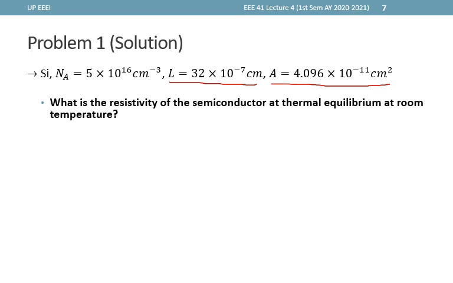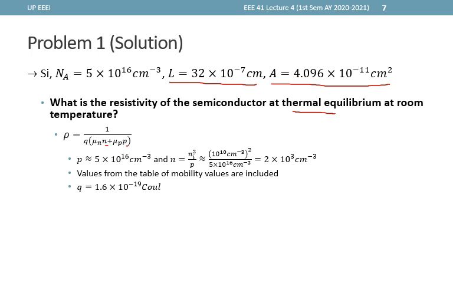The next question: what is the resistivity at thermal equilibrium at room temperature? The formula for resistivity is 1 over Q times mu n n plus mu p p. Why do we need the information that it is in thermal equilibrium? So that we can determine n and p. And we also need the room temperature to determine their values.